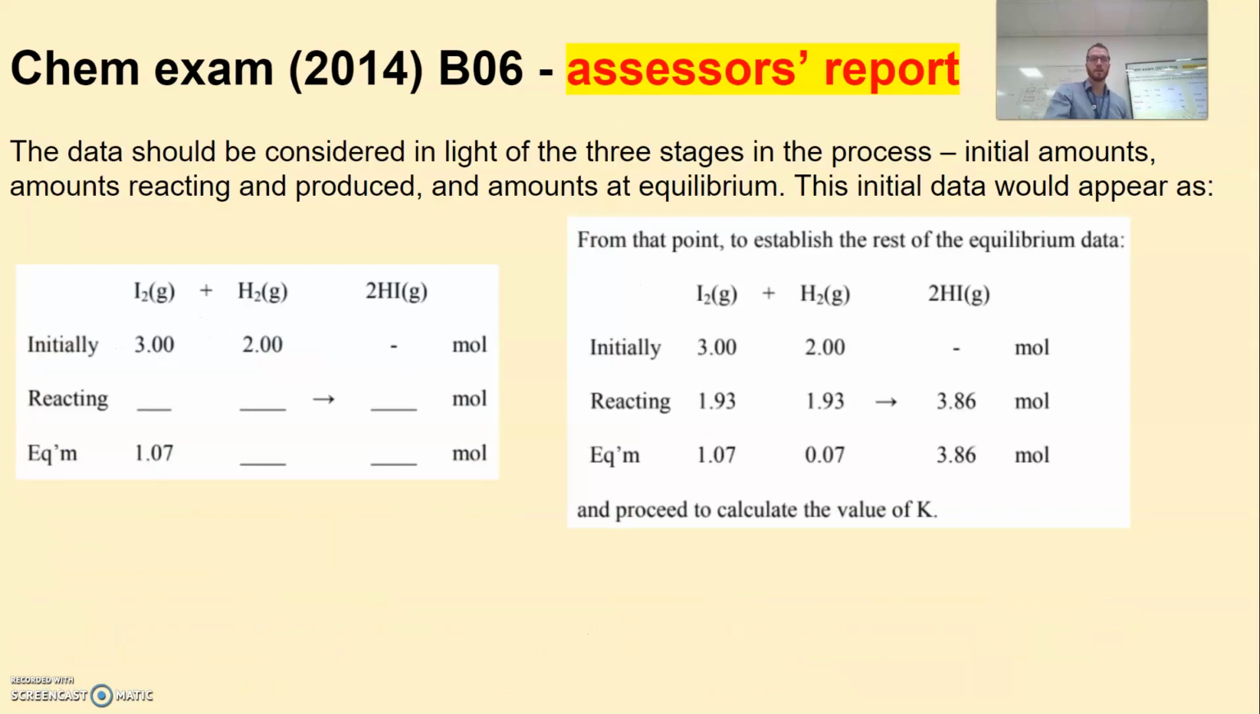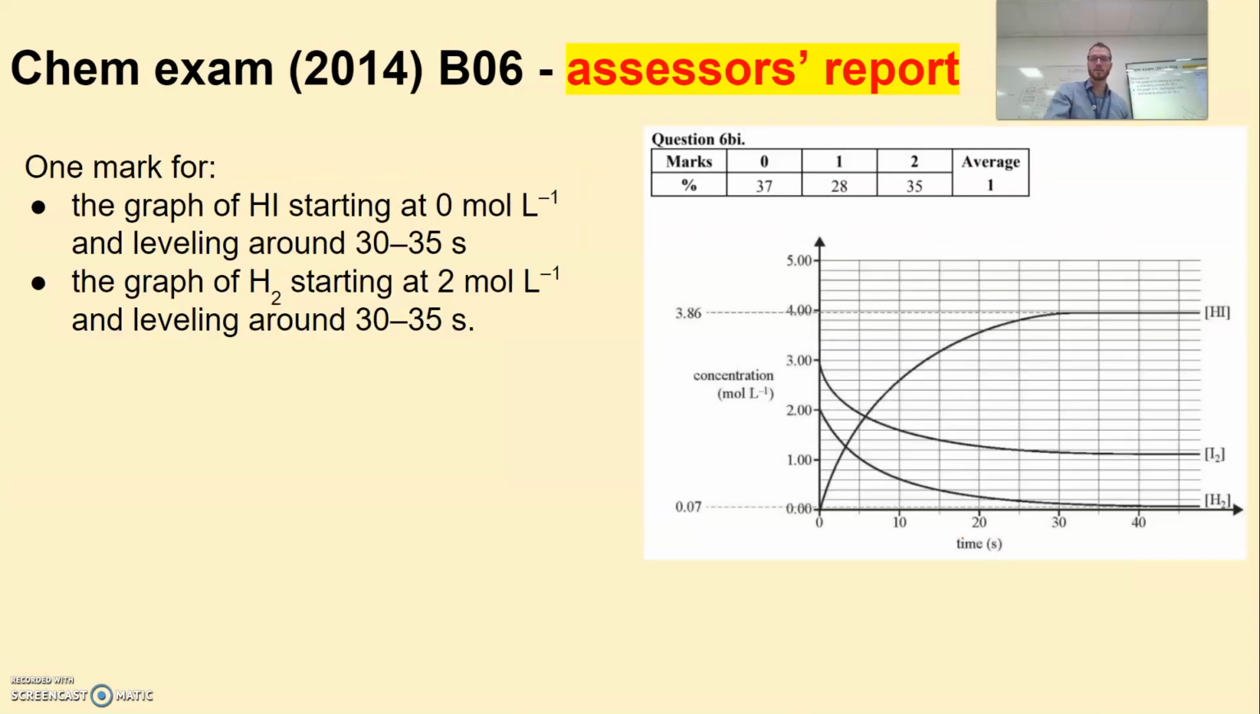Okay, there we go. It sets up our ICE table. There's our concentrations. Right, 35% got 2 marks. The graph of HI starting at zero, leveling out around 30 to 35 seconds.